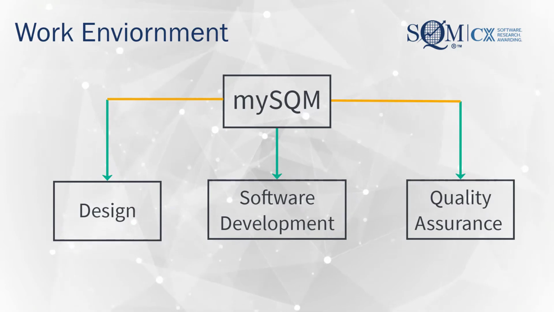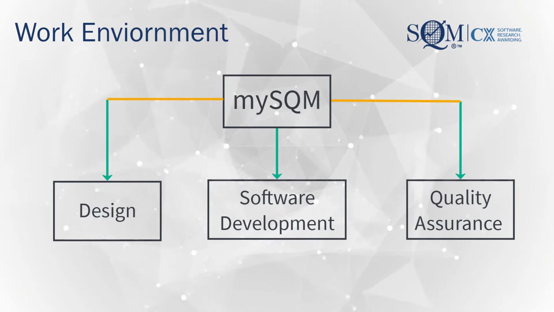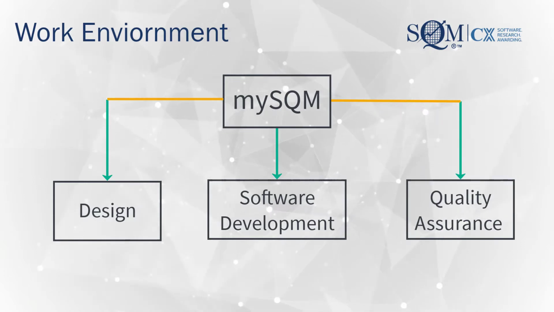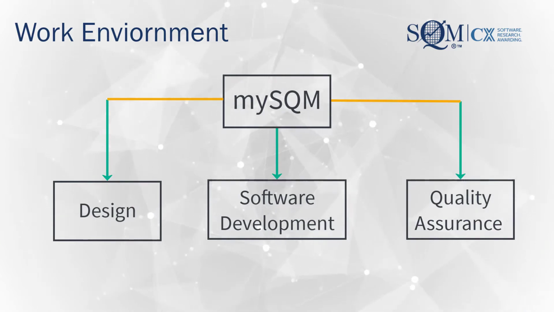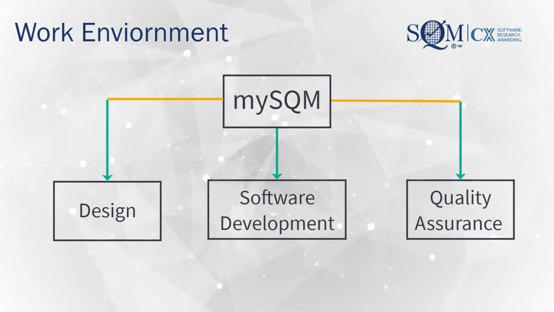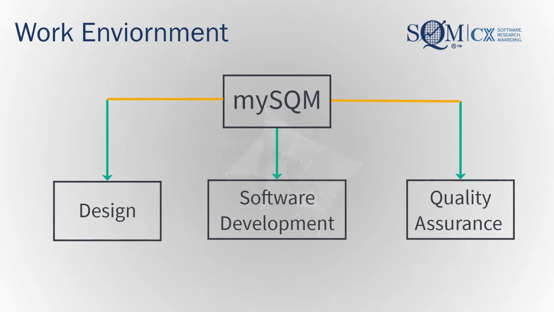So we work in a team environment where multiple teams are involved to maintain and develop new features for the MySQM software. For every new feature, the design team creates documentation and passes it to the development team. Once the development team gets the documentation, they start developing the new feature. As soon as they finish, they let the quality assurance team know about it. At last, the quality assurance team performs all the testing and checks all the exceptions on the new feature. Once they approve the new feature, they upload it on the production side.